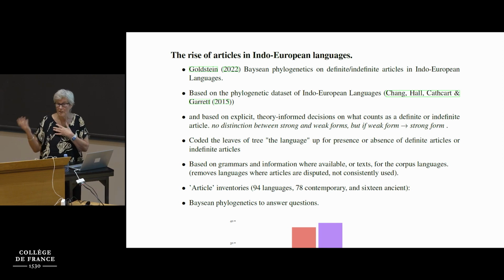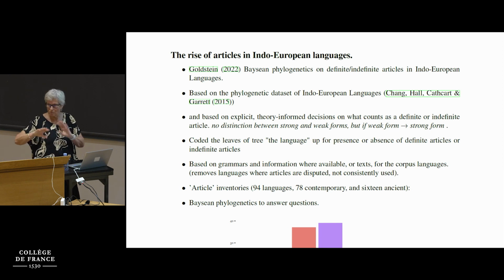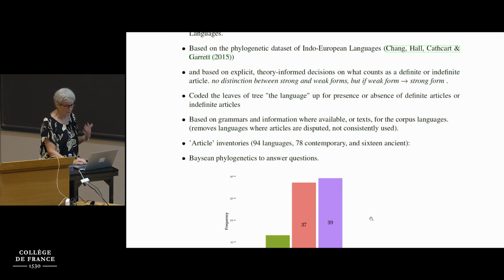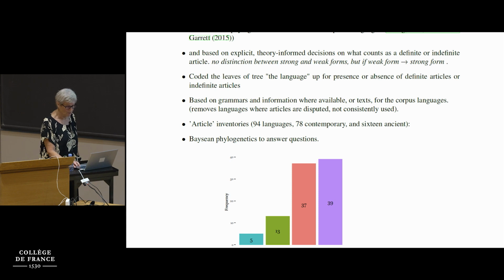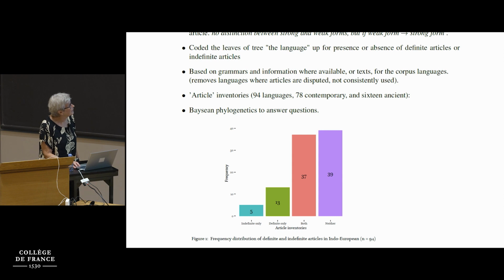Or when they're looking at the ancient languages, you have to rely on texts. So text for the corpus languages. He takes out all the languages where one person says, well, this language has a definite article, and then another person says, no, it doesn't have a definite article. Right, so there are these disputed cases, and he removes them. And then he basically uses Bayesian phylogenetics to answer questions. And what he found is this table here.